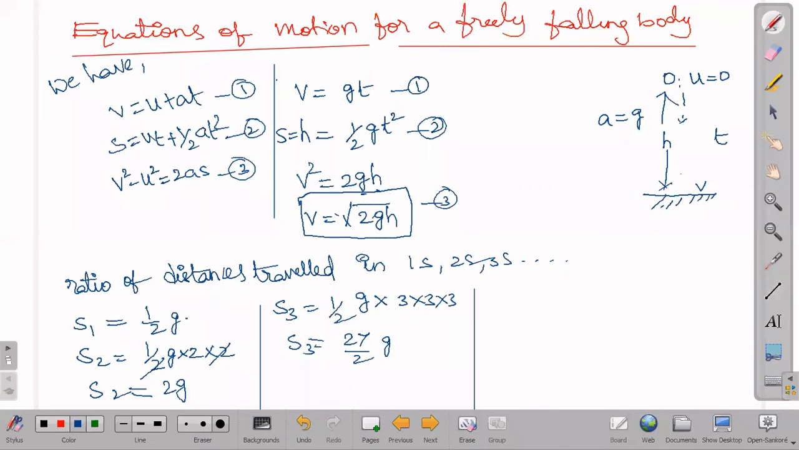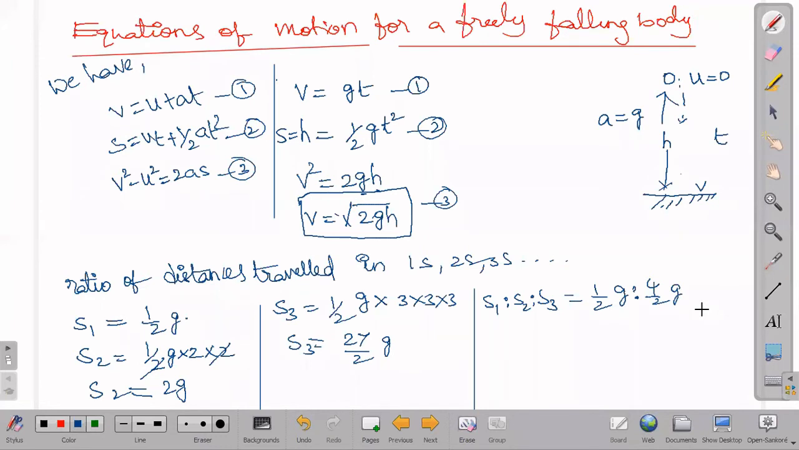So S1 is to S2 is to S3 can be written as, in the first case, half g is to 2g. This 2g I am writing as 4 by 2, it will be easy for our calculation. There 4 by 2 is there, no? The same thing I am writing, 4 by 2g.